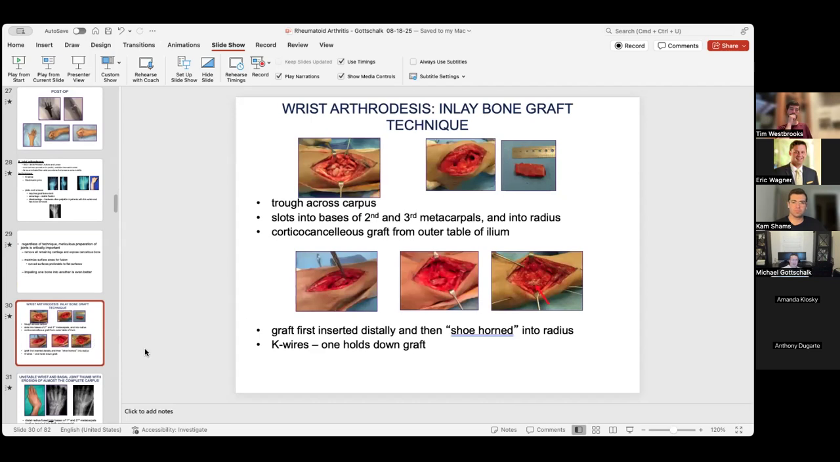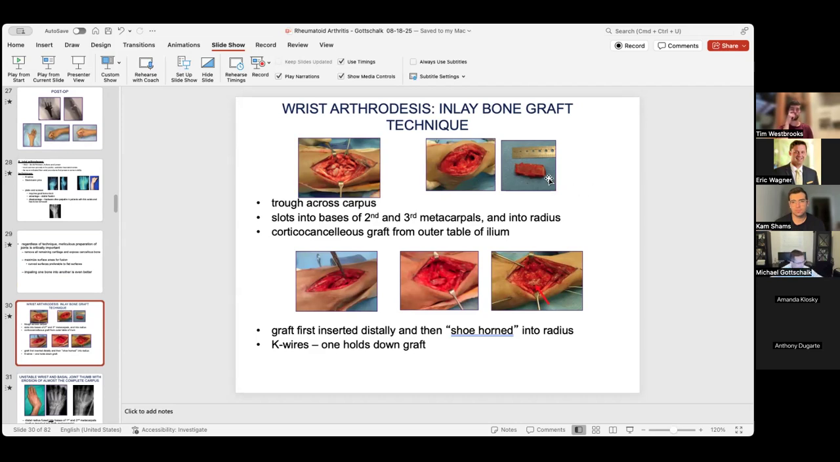This kind of just shows that. This is where you could essentially inlay the bone or intussuscept it. And this is for patients that are essentially missing their carpus. So if you have to, having something central inside the bone itself and a slot into the second or third metacarpals. And this is a corticocancellous graft just from the iliac crest.